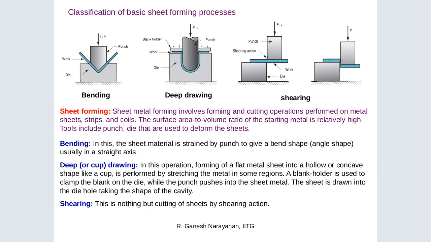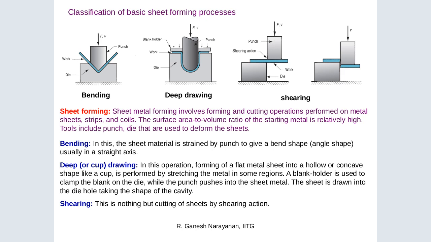So, classification of the basic sheet metal forming. We said sheet metal forming has bending, deep drawing, and shearing. Sheet forming involves forming and cutting operations performed on sheets, strips, and coils. So the surface area to volume ratio of the starting metal is relatively high. Tools include the punch and die that are used to deform the sheets.